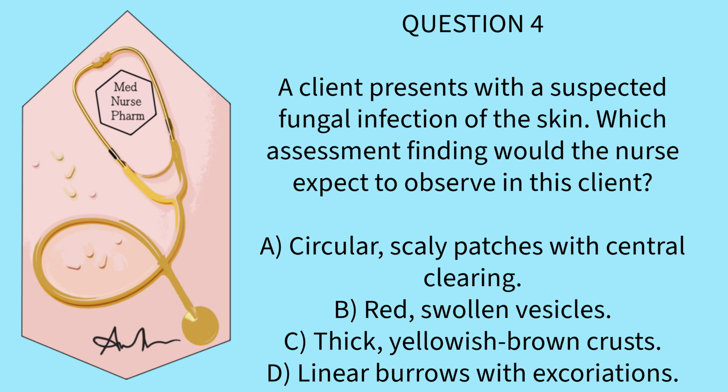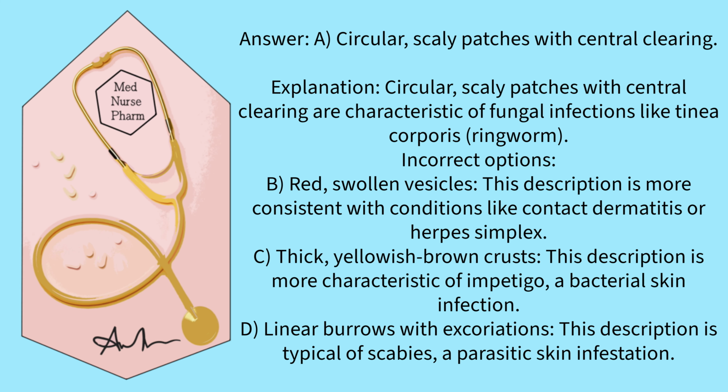Question 4. A client presents with a suspected fungal infection on the skin. Which assessment finding would the nurse expect to observe in this client? Circular scaly patches with central clearing, red swollen vesicles, thick yellowish-brown crusts, linear burrows with excoriations. Pause the video and select your answer. The correct answer is A, circular scaly patches with central clearing. These are characteristic of fungal infections like Tinea corporis, or ringworm.